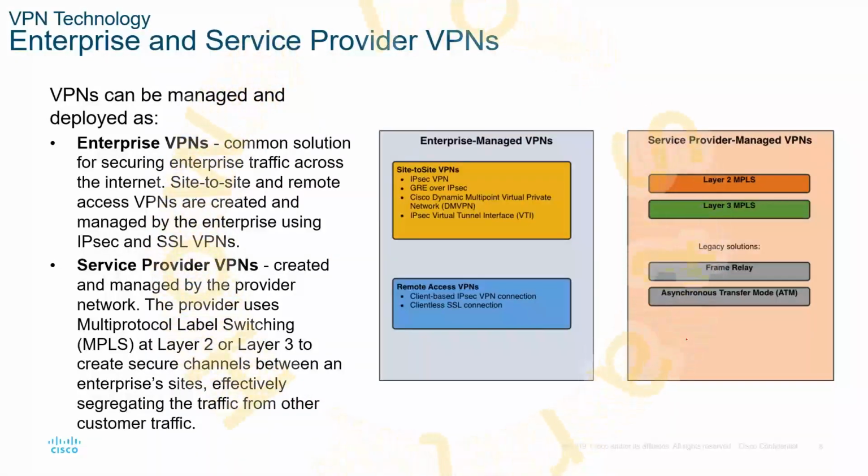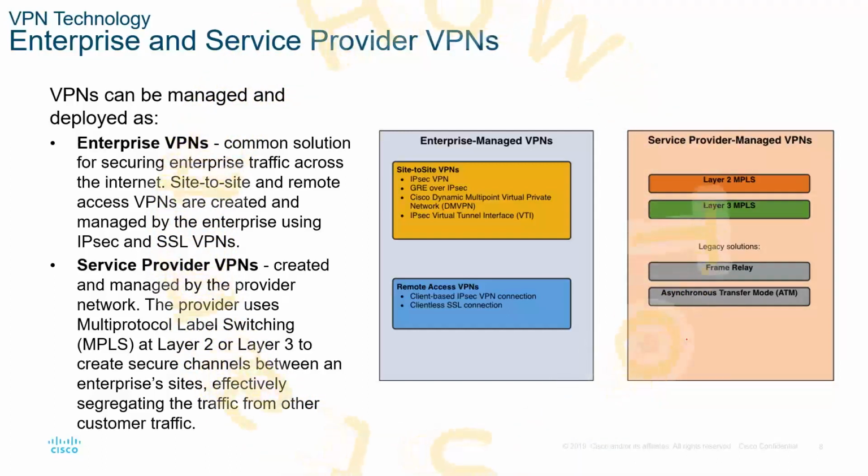So there's a few different types of VPNs. There's the enterprise managed and there's the service provider managed. Enterprise is normally what we're going to be dealing with. That's going to be things like the IPsec or GRE or other forms of Cisco VPNs. Or we could have, again, our remote access VPNs. That's going to be a client-based IPsec connection, or a clientless SSL connection. Those are going to be our main mobile types of VPNs, and that's managed by the enterprise.